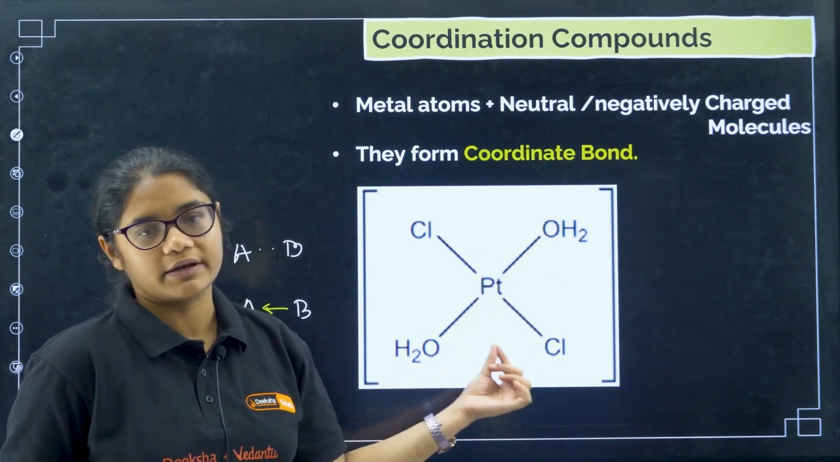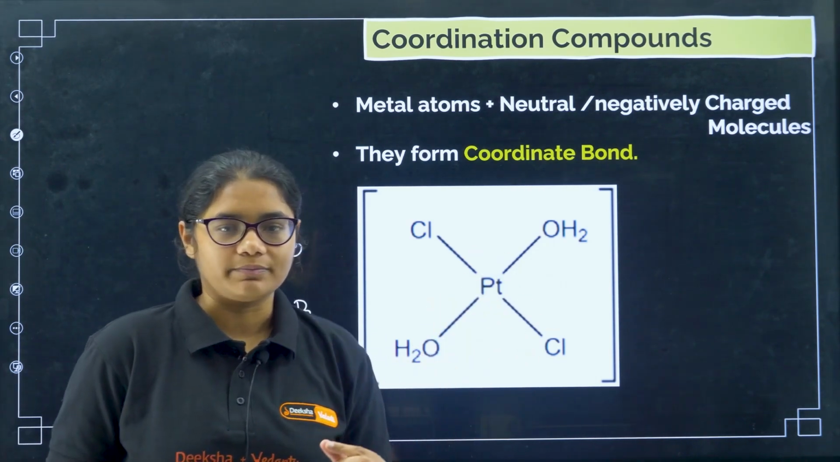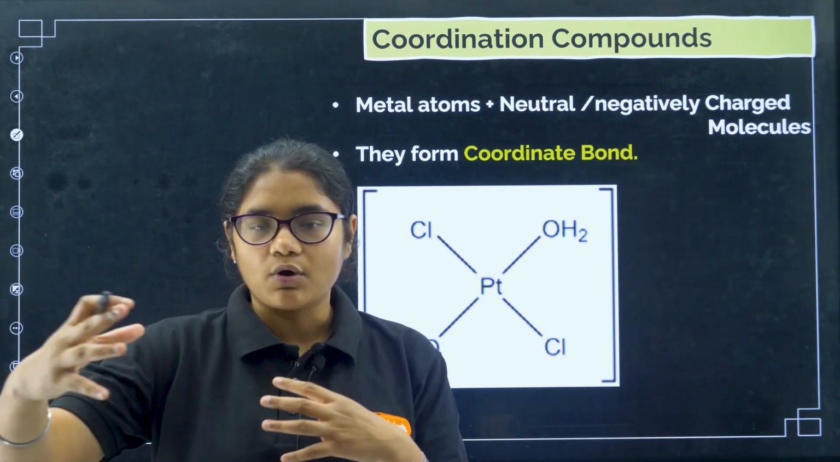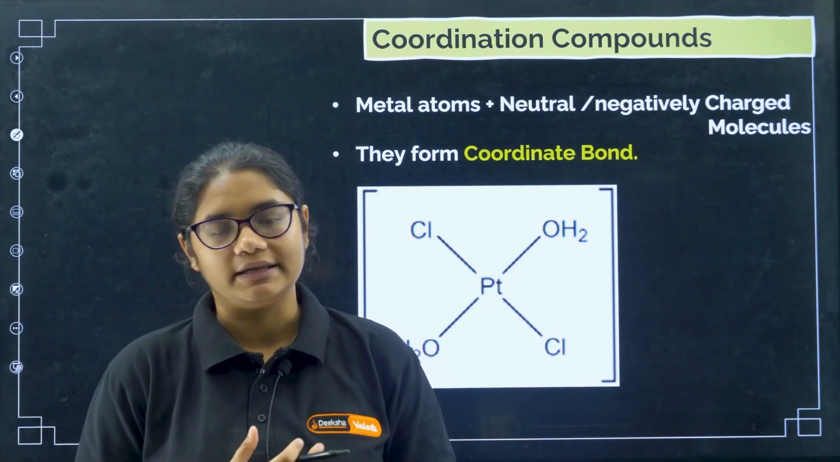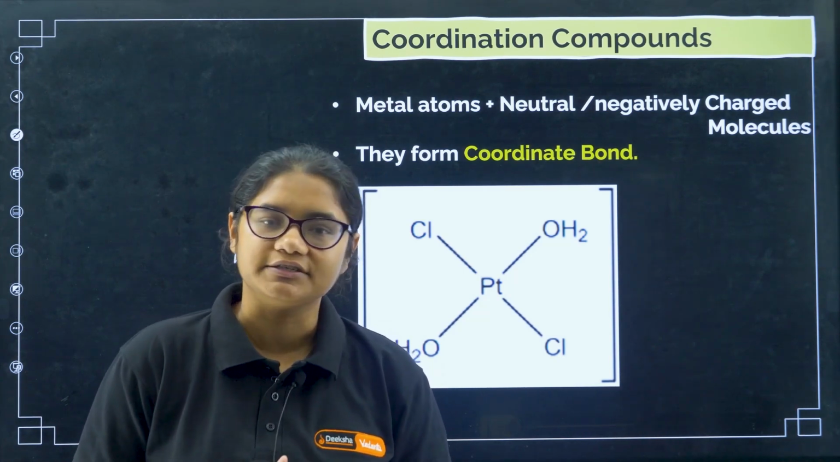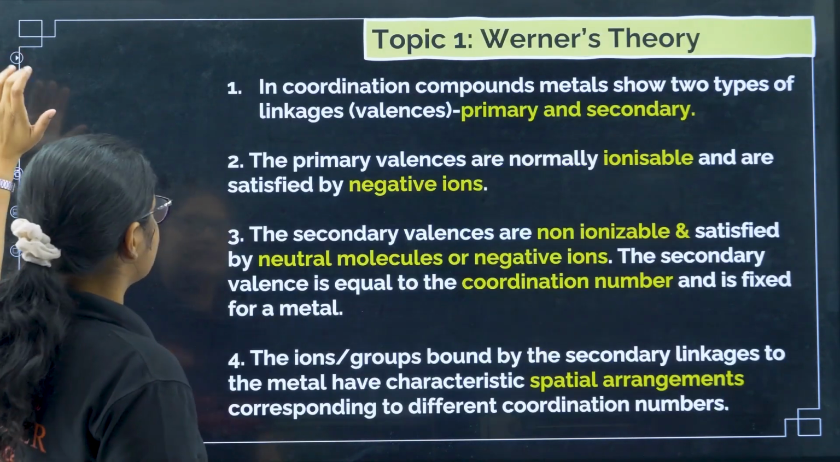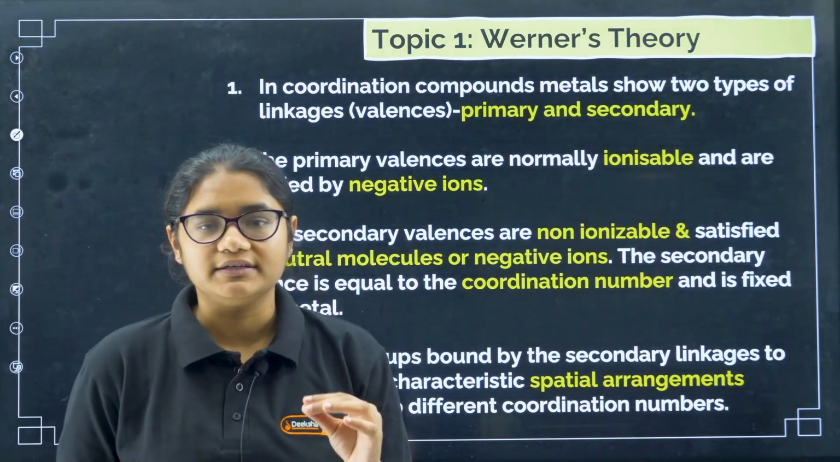Which type of bond? Coordinate bond. So these types of complexes, where you have a metal and a ligand and there is a coordinate bond between the metal and the ligand, are called coordination complexes. I hope this is clear. Now we will move towards the next important topic, that is Werner's theory.